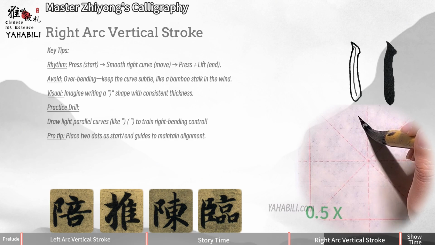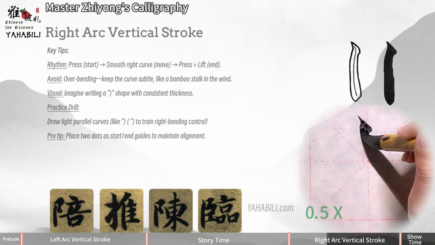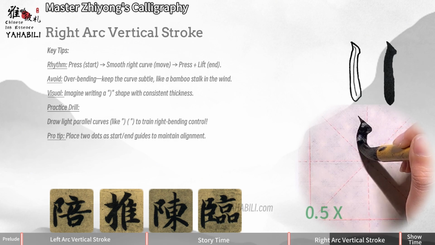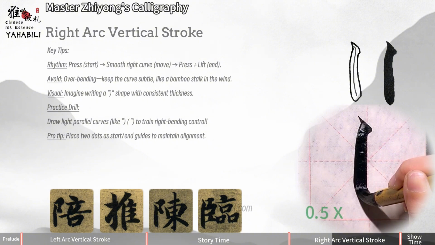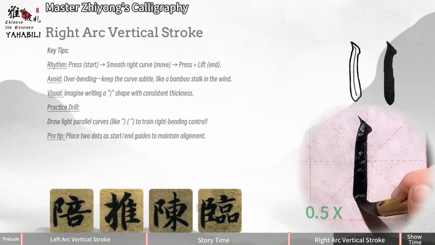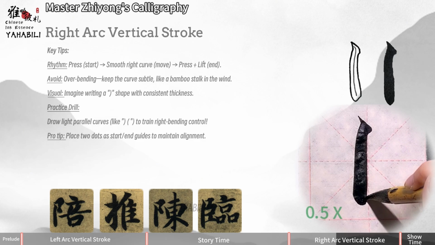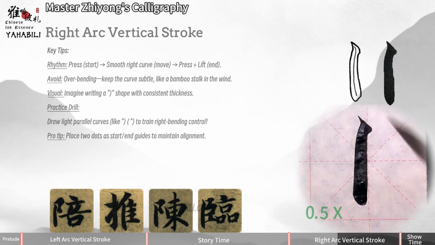Avoid overbending. Keep the curve subtle like a bamboo stalk in the wind. Visual: imagine writing a bracket's shape with consistent thickness. Practice drill: draw light parallel curves like brackets to train right bending control. Pro tip: place two dots as start and end guides to maintain alignment.